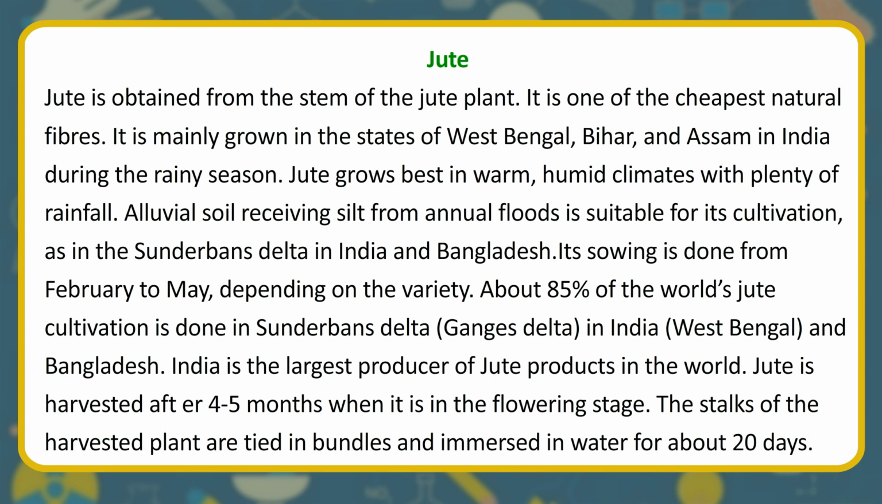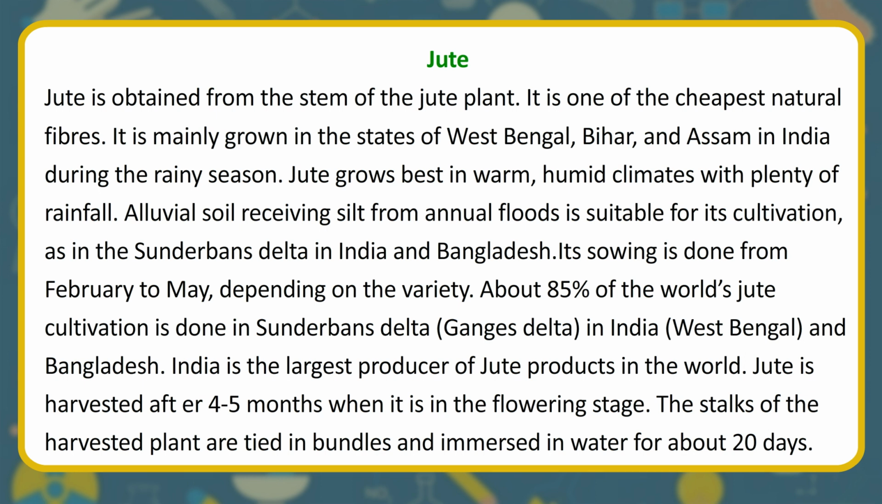Jute grows best in warm, humid climates with plenty of rainfall. Alluvial soil receiving silt from annual floods is suitable for its cultivation. As in the Sundarbans Delta in India and Bangladesh, its sowing is done from February to May, depending on the variety. About 85% of the world's jute cultivation is done in Sundarbans Delta, Ganges Delta, in India, West Bengal, and Bangladesh. India is the largest producer of jute products in the world.